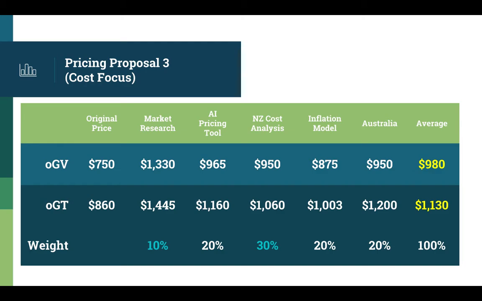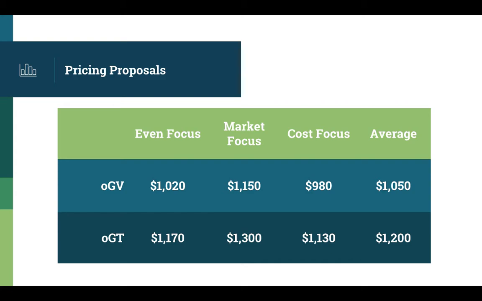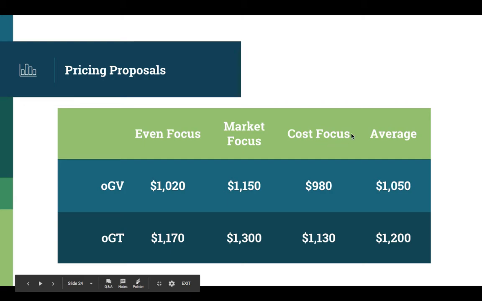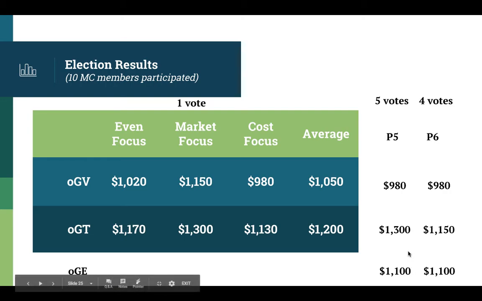The third pricing proposal is cost focus. So we put more focus on the costs, and this is the suggested price. Here you can see these are the 3 proposals plus number 4, the average of all 3. This is the election result by the MC members. There are 10 MC members participating in this election, and here are the election results.